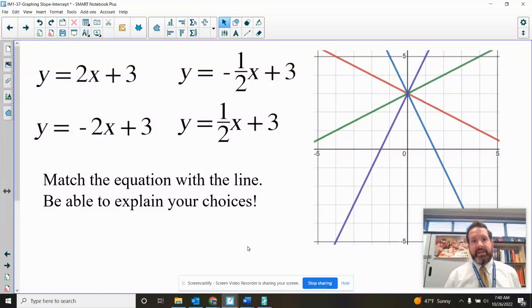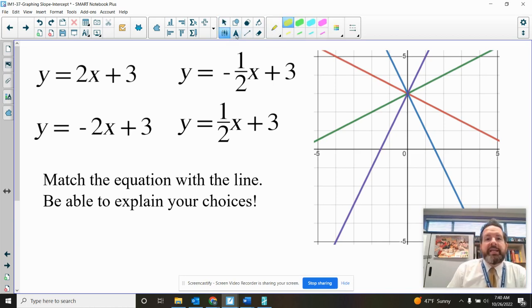The purpose of this activity is to make sure that we get a better sense of how exactly the slope and intercept numbers work in these y equals mx plus b equations. Let's take a look at this first case. I notice that I've got 4 equations and 4 graphs. Our job is to match them up.